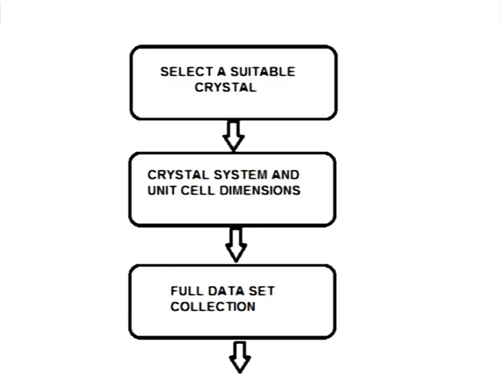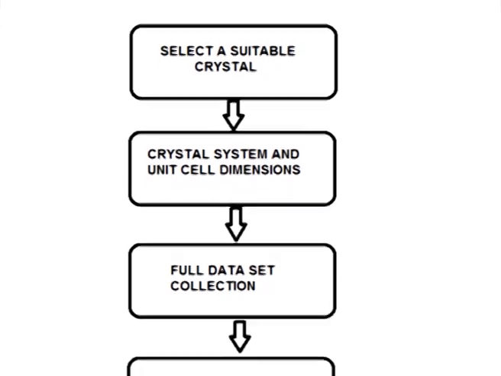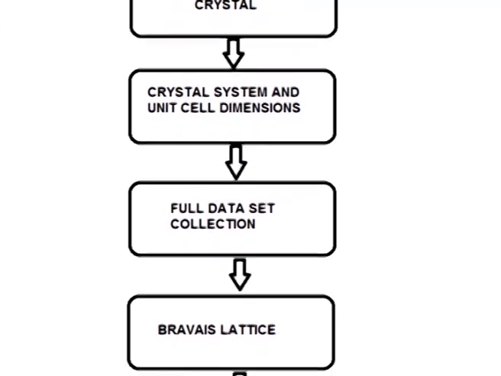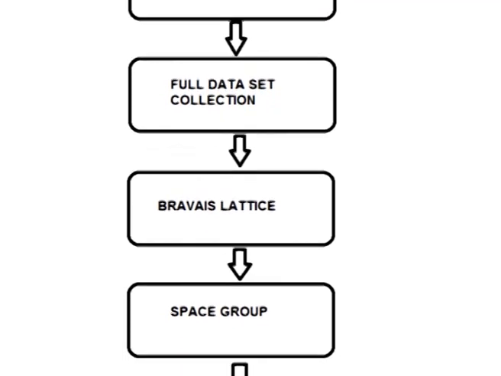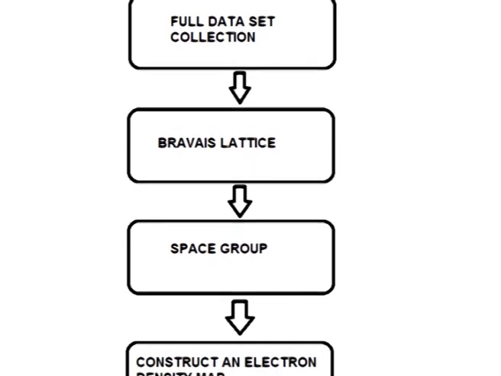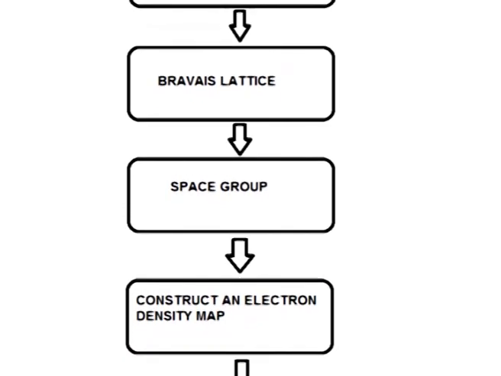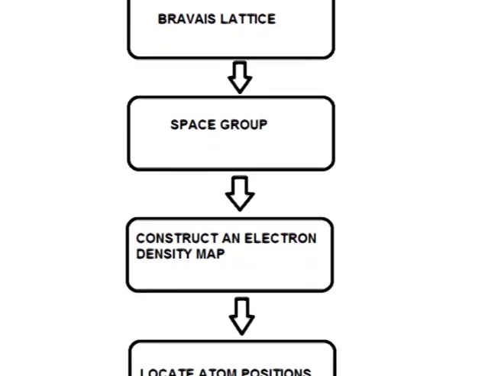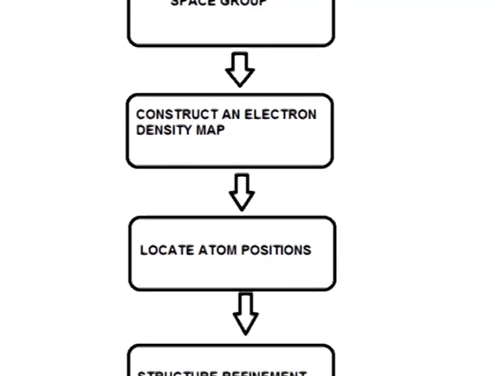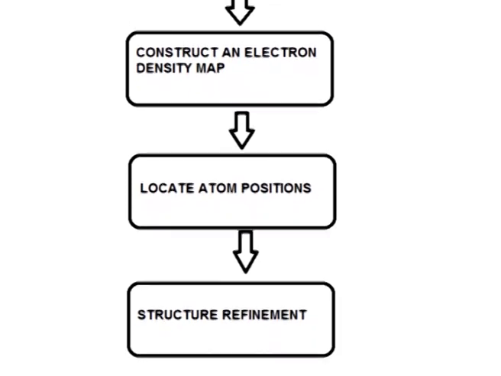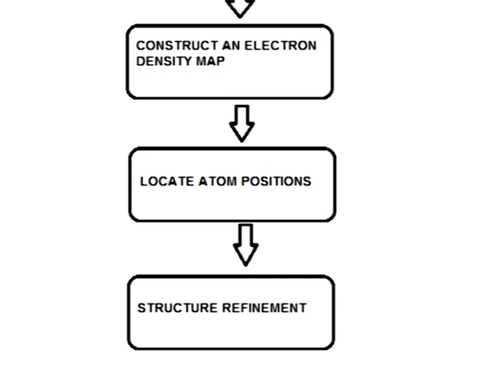The steps involved in the crystal structure determination are summarized in the flow chart. In this flow chart, we select a suitable crystal, then we go for the crystal system and unit cell dimensions, then the full data set collection, then the lattice arrangement, then the space group, then construct an electron density map, then locate atom positions, and finally structure refinement.